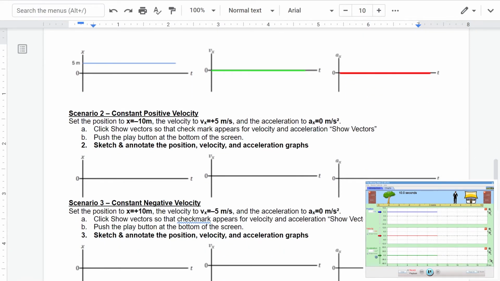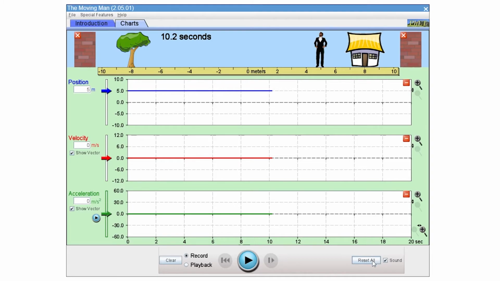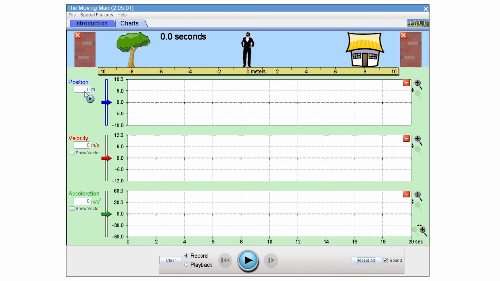And let's go to scenario 2, where there's constant positive velocity. We're going to set the position to -10 and set the velocity to 5. So let's reset the simulation and set the position to -10. And let's click show vectors for our velocity. We type in -10 for position, push enter. And let's type in +5 for velocity and acceleration 0. And let's generate our graphs by pushing play.